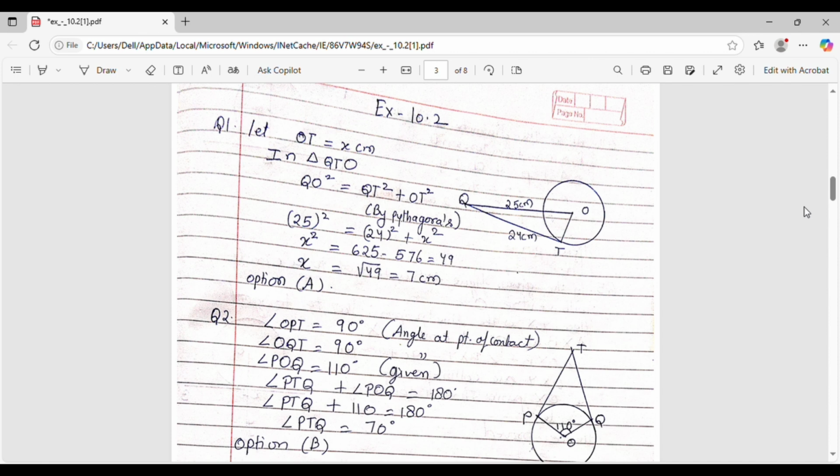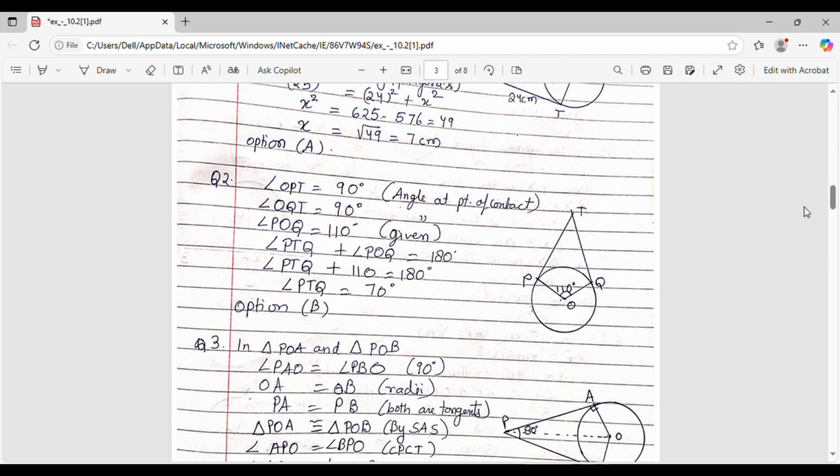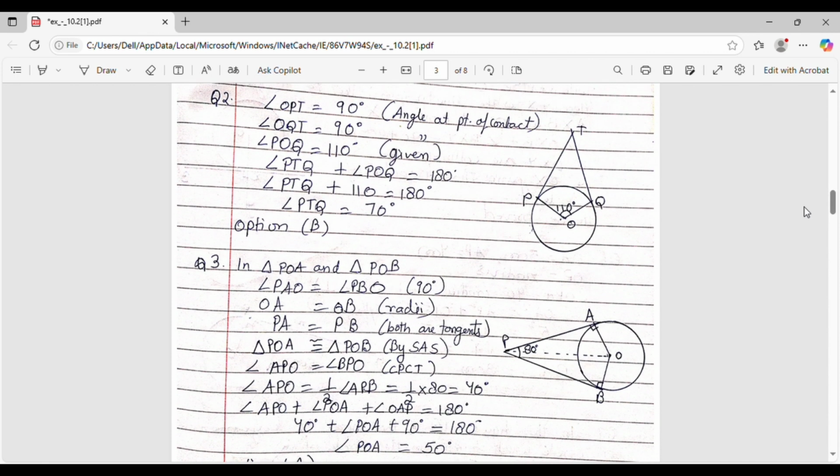Question number 2. If TP and TQ are two tangents to the circle with center O, so that angle POQ is 110 degree, then we have to find angle PTQ. So we know angle OPT is 90 degree because it is the angle at point of contact. Similarly, angle OQT is also 90 degree and POQ is 110 degree, which is given in the question. So we have angle PTQ plus angle POQ as 180 degree. So angle PTQ is 70 degree. So option B is the correct answer.